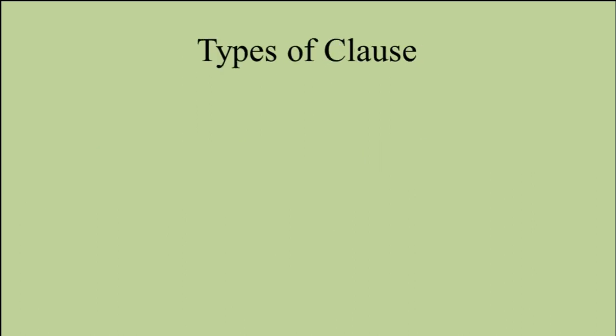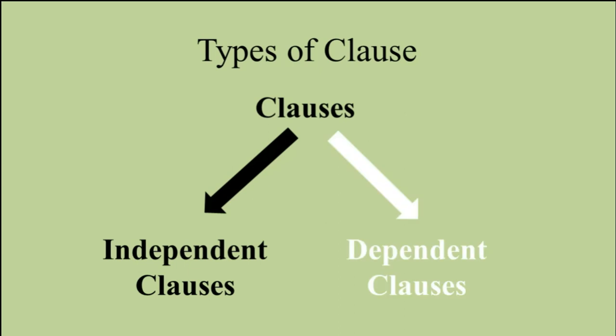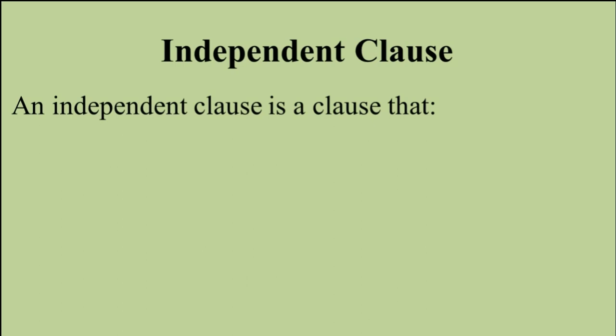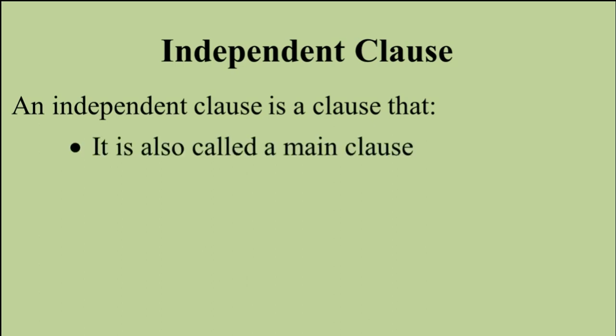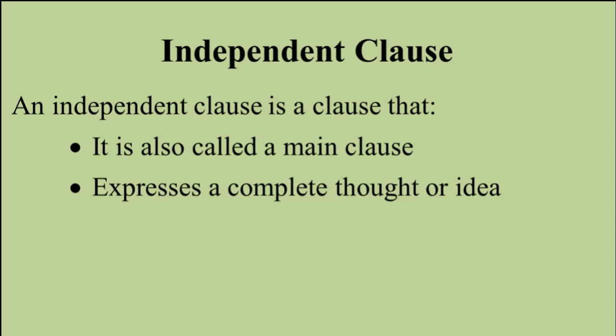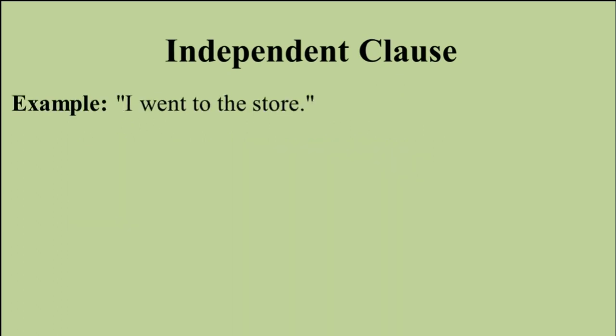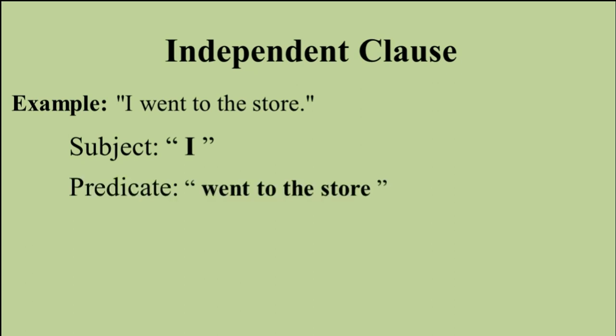Types of clauses: independent clauses and dependent clauses. An independent clause, also called a main clause, expresses a complete thought or idea and can stand alone as a separate sentence. Example: I went to the store. Subject: I. Predicate: went to the store.